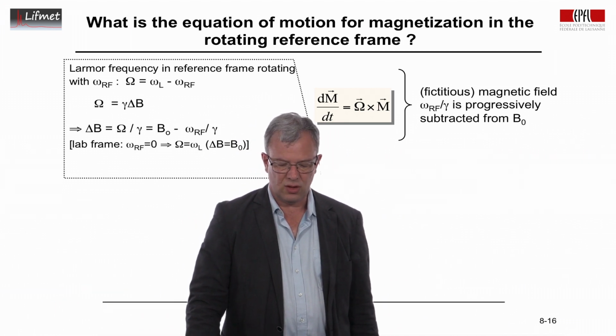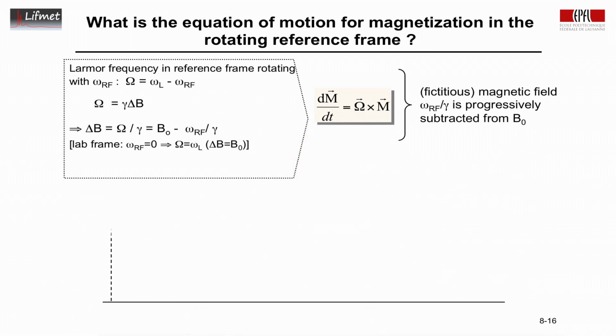So how does this work? We'll look at first at the lab frame. We are far away from the Larmor frequency. So this is our rotating reference frame. Let's say it is at 0. Here's our Larmor frequency. On the horizontal axis is frequency. Then this difference in frequency is given by omega here.